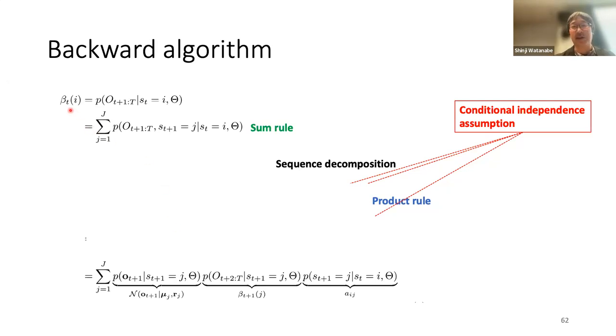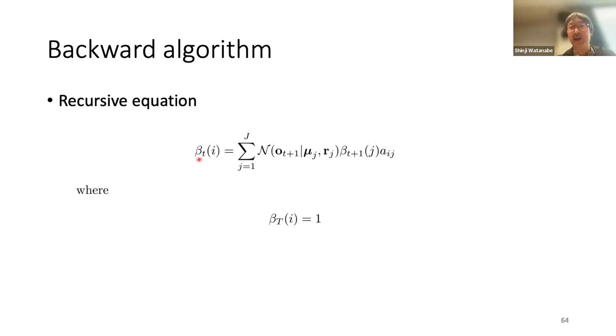You could see that the result is very cool. Beta_t comes from t plus one, so it goes from the future to the current. This is the opposite direction to the forward, so people also call it the backward algorithm. By the way, in the backward algorithm, the initialization is always starting from one.